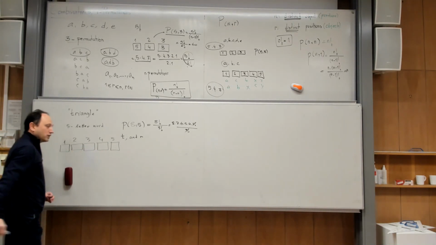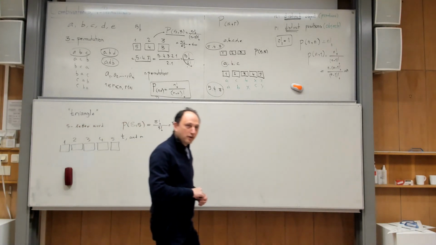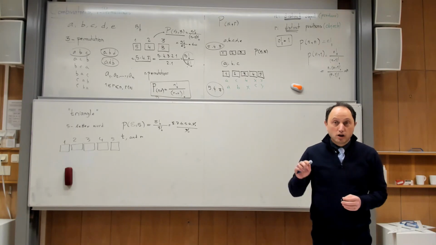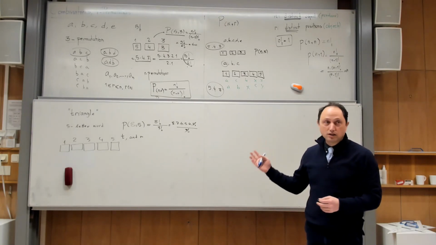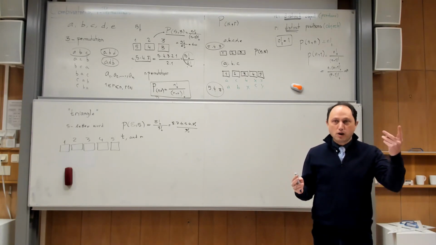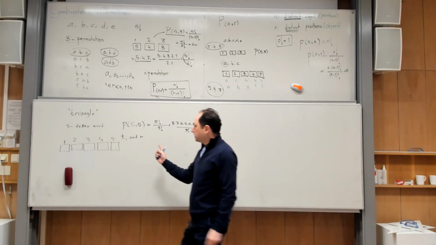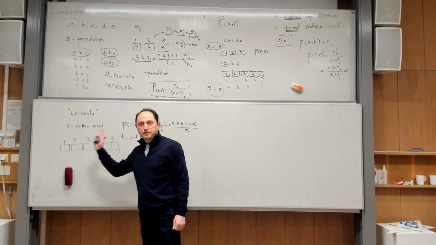How many empty locations do I have? 5. How many objects do I have? 7. No, 8. 2. I am considering only T and R now. 2, I have 2 objects. The number of objects is 2. The number of locations is 5.